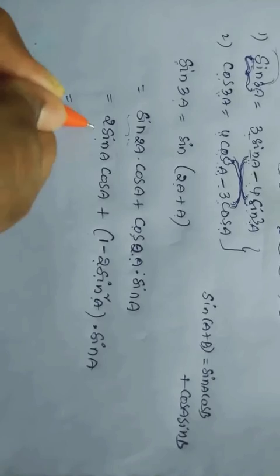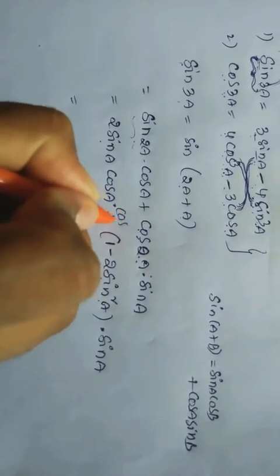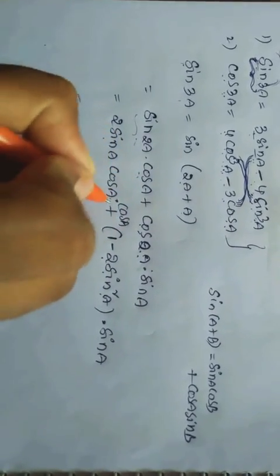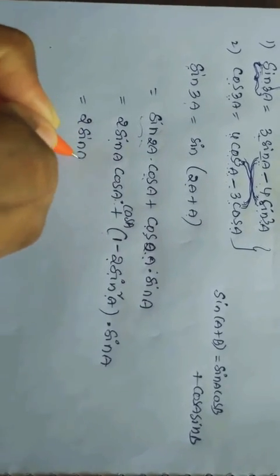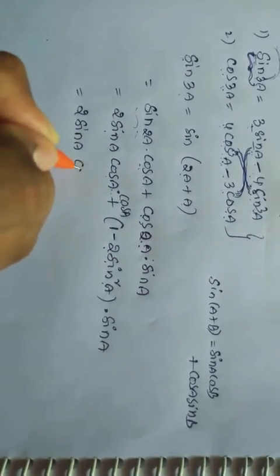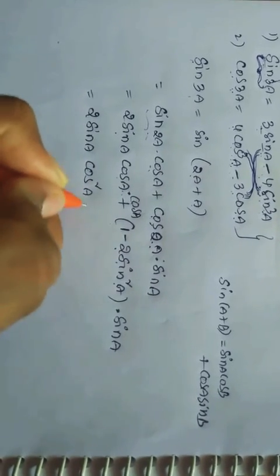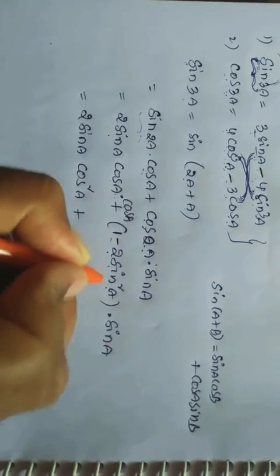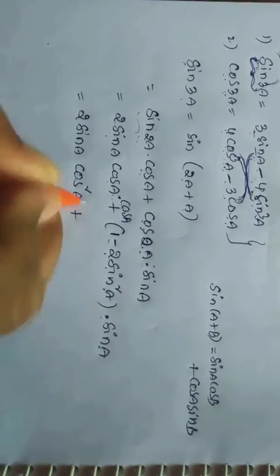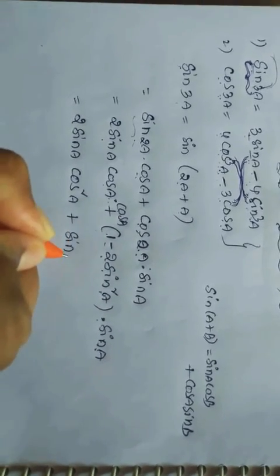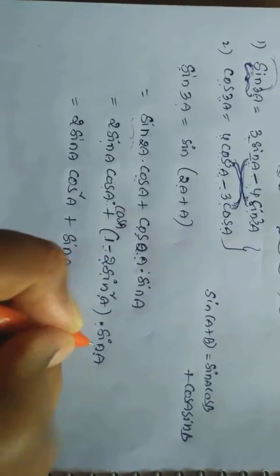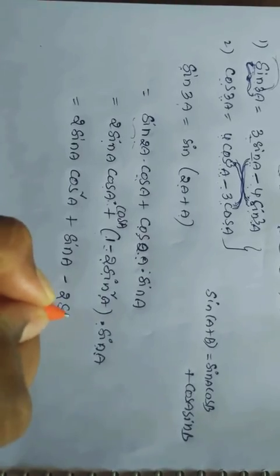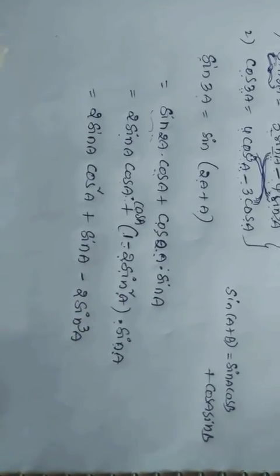Now into cos A. Here cos A is there. We have to write that cos A also. Now 2 sin A cos A into cos A, cos square A, plus 1 minus 2 sin square A into sin A. Now we have to multiply. 1 into sin A minus 2 sin square A into sin A, 2 sin cube A.